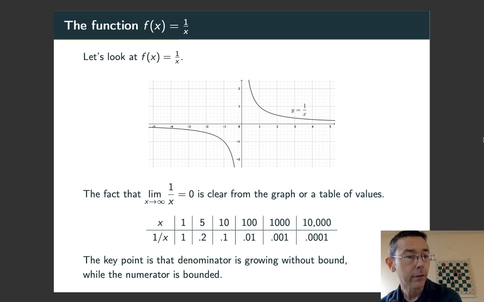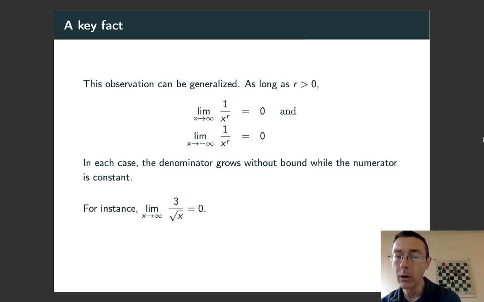We can generalize this. We can take powers of the denominator, 1 over x squared, 1 over x to the 10th, 1 over x to the 1/5. As long as the power is positive, the denominator is still going to be growing without bound. And so the whole limit is going to go to 0, whether you're going to infinity or negative infinity.